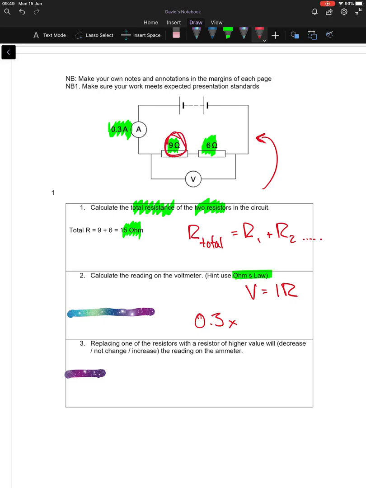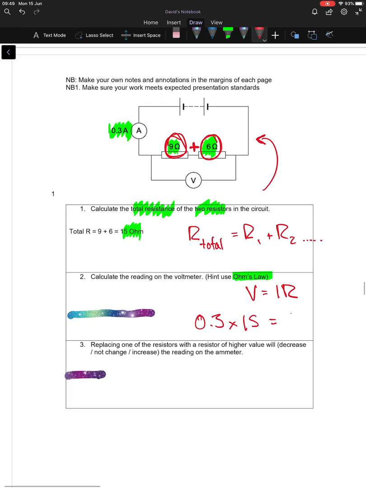0.3. Do we have a resistance? Well, we've got 2 resistances. We've got 9. We've got 6, which we know gives us the total resistance of the circuit. Gives us 15. So we should have 0.3 times 15, 4.5 volts. As you'll see, correct answer.